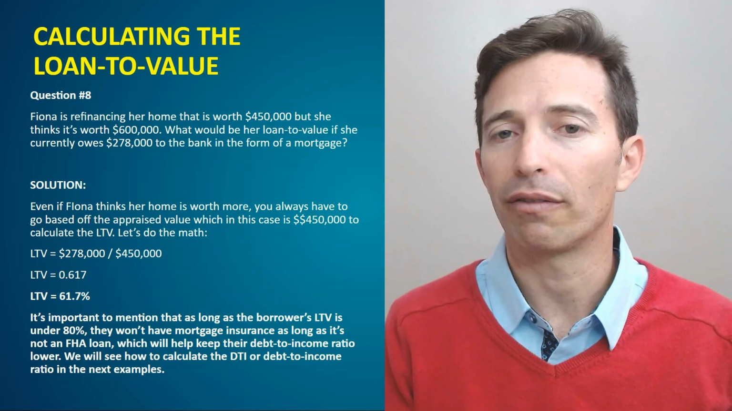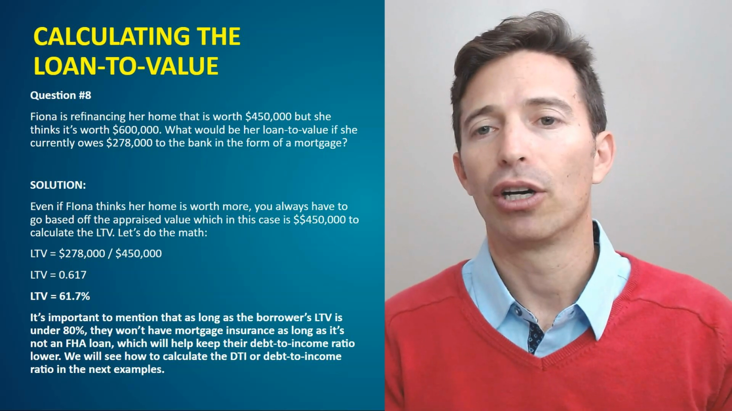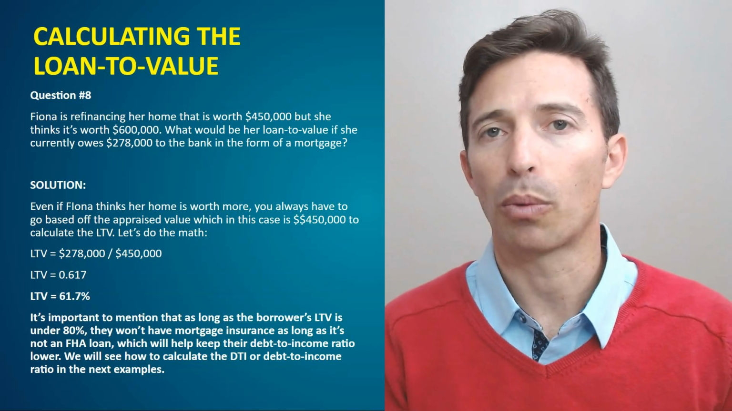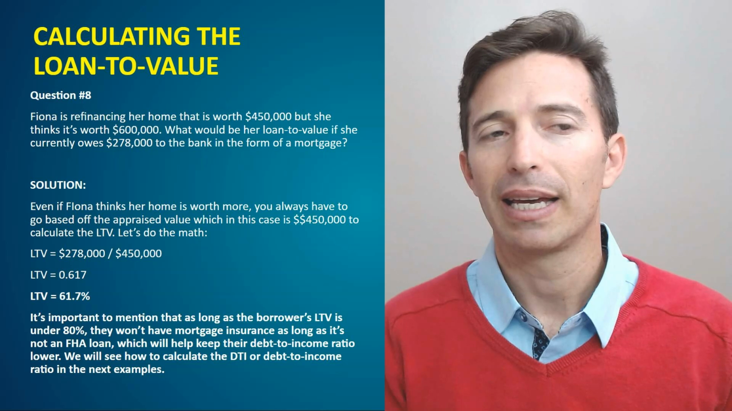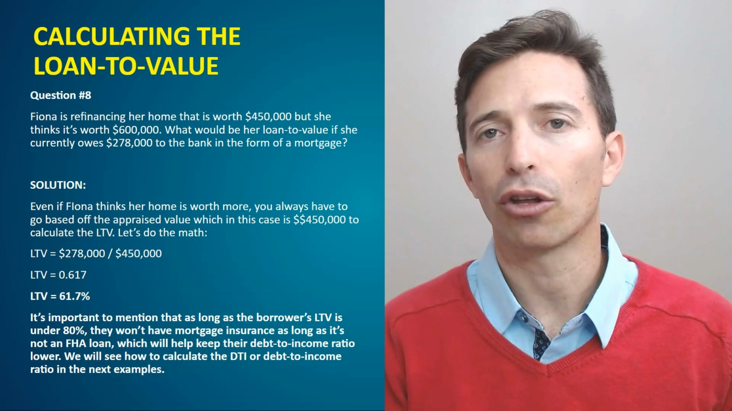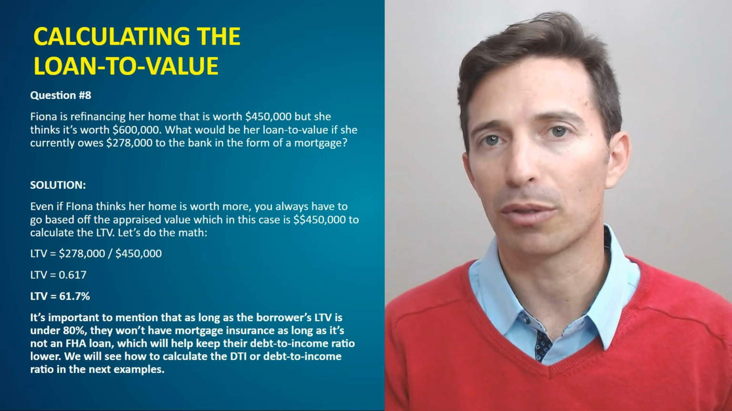What would be the loan to value if she currently owes $278,000? Now, if her mortgage is $278,000, even if she thinks the property is worth $600,000, sometimes borrowers have to be realistic, and you have to tell them that the bank or the lender won't finance more than what the appraisal comes back at.